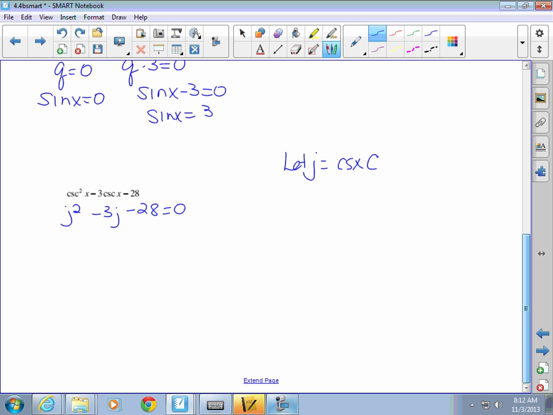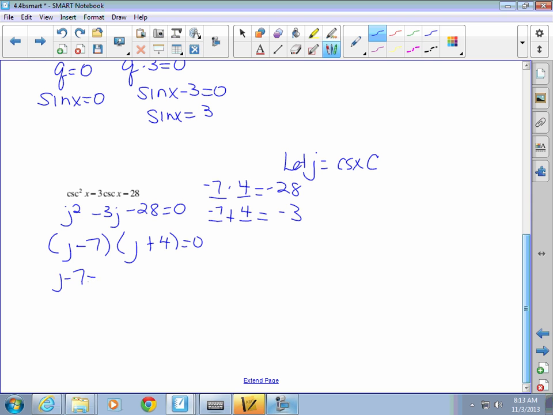So this is product and sum. Something times something equals negative 28. Something plus something equals negative 3. So negative 7 and 4 will work. So I have j minus 7 times j plus 4 equals 0. So j minus 7 equals 0, j plus 4 equals 0.